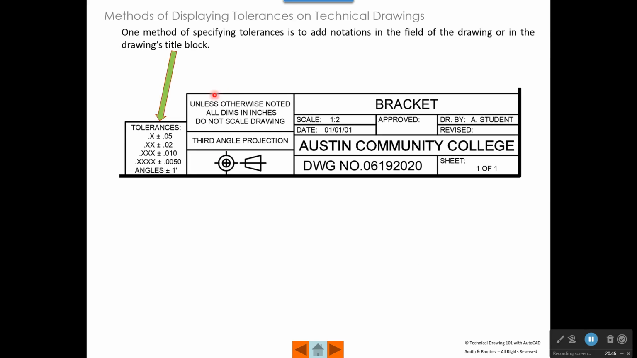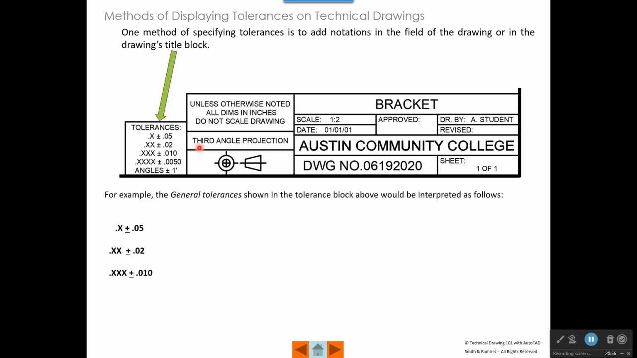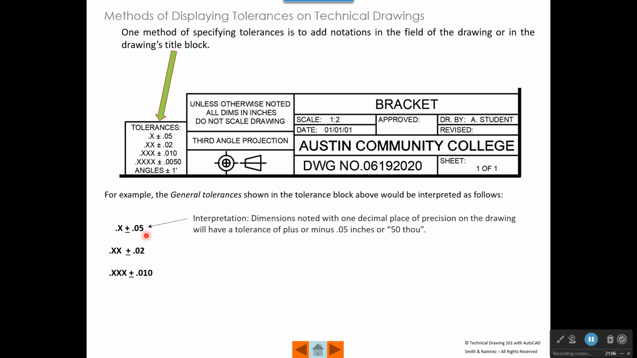Usually, tolerances on a drawing are going to be specified next to the title block in what's called a tolerance block. In the example above, any dimension that's taken to 1 decimal place of precision would have a tolerance of plus or minus 0.05. All right? And remember that if we put another 0 on that, a machinist would say our tolerance here is 50 thou instead of 0.05, 5/100ths of an inch.